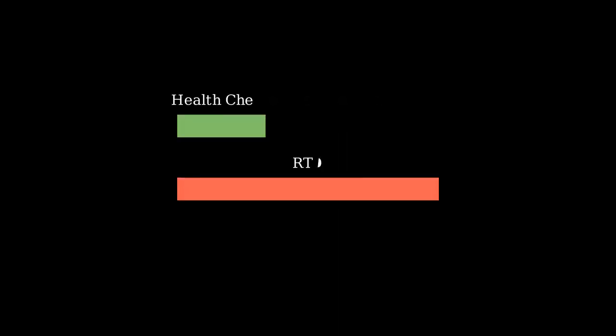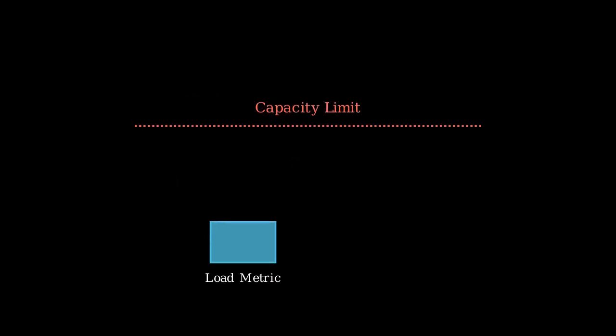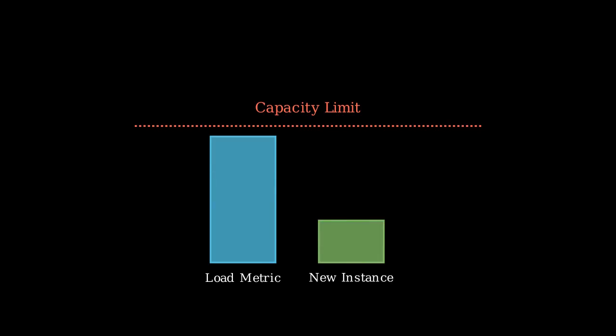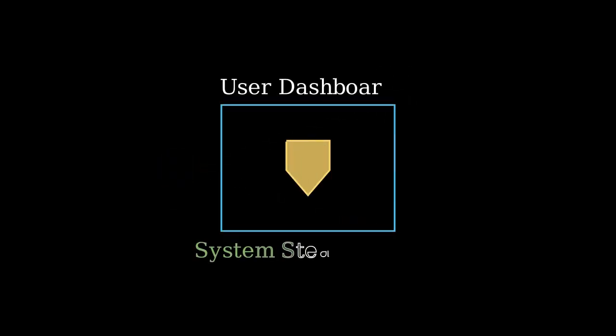To manage this, you use health checks, which are quick probes that run far more often than your recovery time objective, or RTO, which is the maximum time you can afford for the system to be down. As traffic grows, your load metric climbs toward a capacity limit, triggering the creation of a new instance automatically. When a node fails, your system detects the error and instantly reroutes traffic to a healthy, ready node. Finally, you get to maintain a steady state with an active shield protecting your dashboard around the clock.